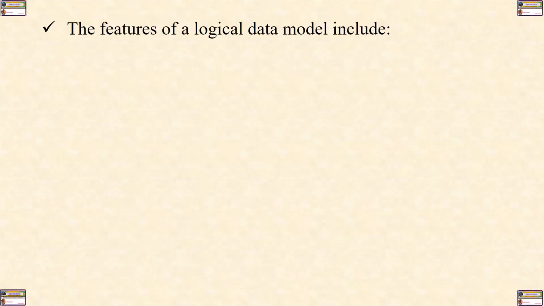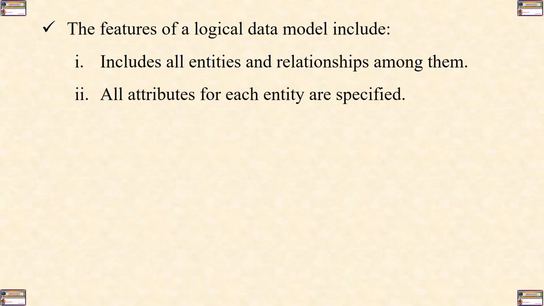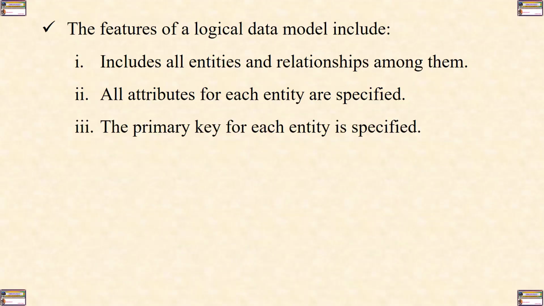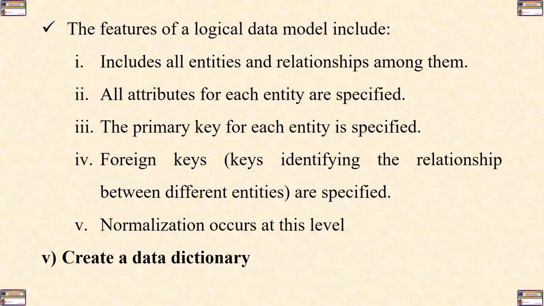Now, the features of a logical data model include, number 1, all entities and relationships among them. Number 2, all attributes for each entity are specified. Number 3, the primary key for each entity is specified. Number 4, foreign keys or keys identifying the relationship between different entities are specified. Number 5, normalization occurs at this level. Lastly, you create what we call a data dictionary. Number 5.